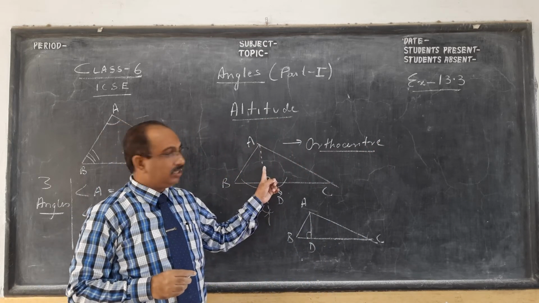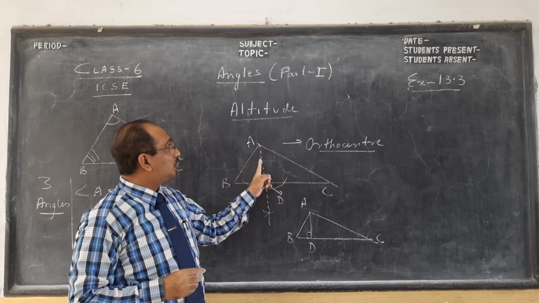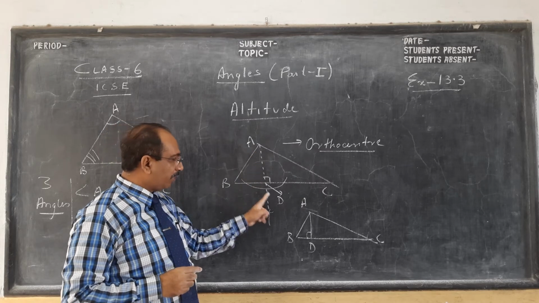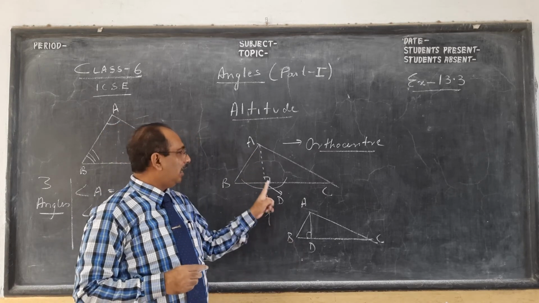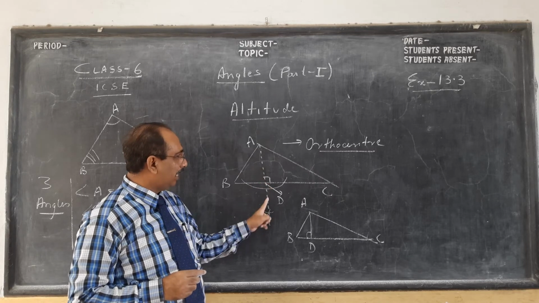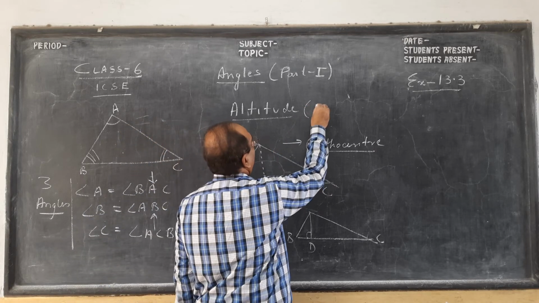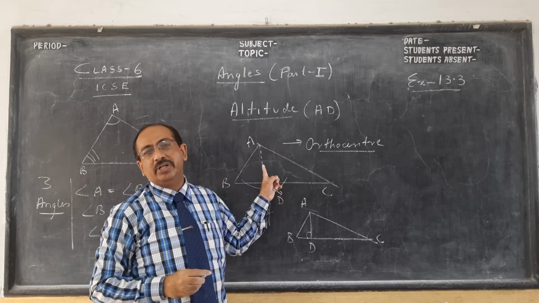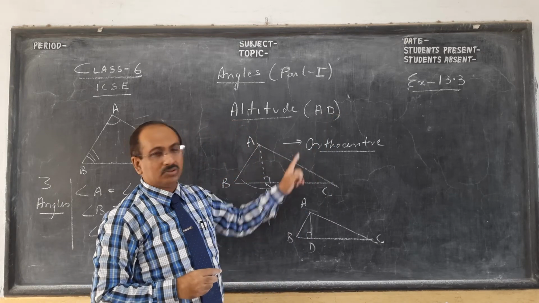I am not drawing here to confuse you. So an altitude is a line joining a vertex perpendicular to the other side, and there are 3 possible altitudes, like here AD is the altitude. Okay, and they meet at a point, and that point of meeting, the concurrence, is called the orthocenter.